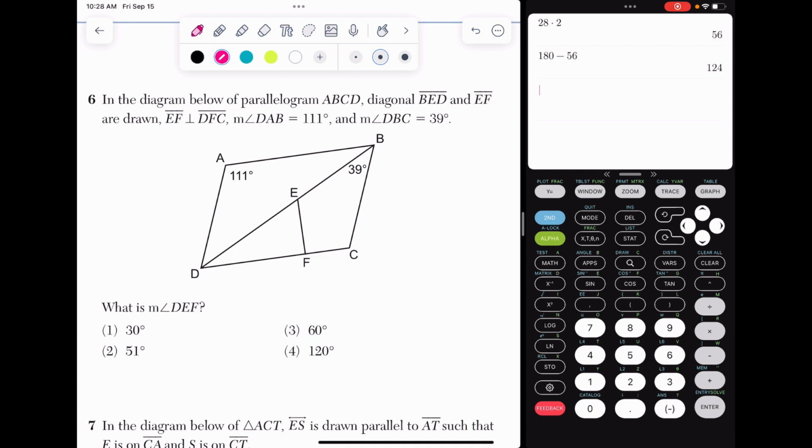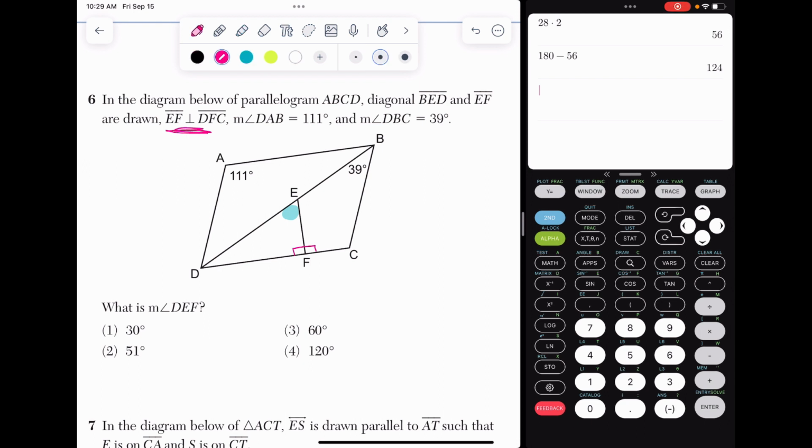Number 6. In the diagram below of parallelogram ABCD, we have diagonals BED and EF. We know EF and DFC are perpendicular. So when I see this perpendicular symbol right here, I know that means that there are right angles. So I'm going to go ahead and put them in the picture. The measure of angle DAB is 111. That's already in the picture, as is angle DBC being 39. We want to find the measure of angle DEF. So I'm just going to highlight in the picture here. I'm going to put a little circle in here to note that's the angle that we're trying to find.